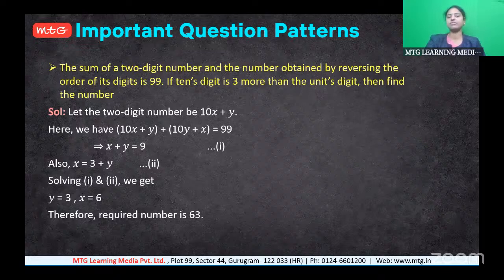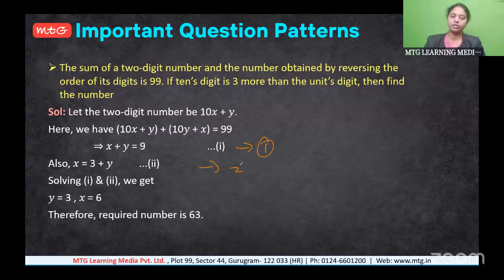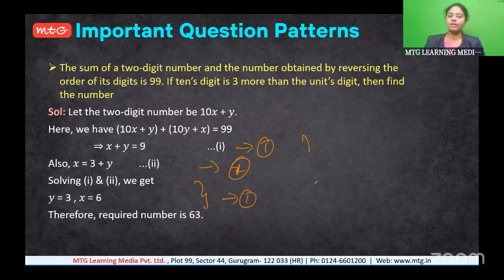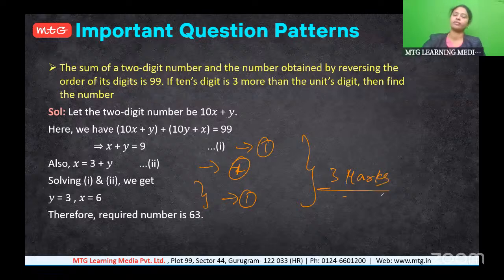Now, suppose it is a 3-marker question, so how will these marks be allotted to this question? First and foremost, for framing the first equation, you will get 1 mark. For framing the other equation, you'll get 1 more mark. And for solving both of them, you'll get 1 more mark. Totally making it 3 marks. So this is how you solve it for a 3-marker.